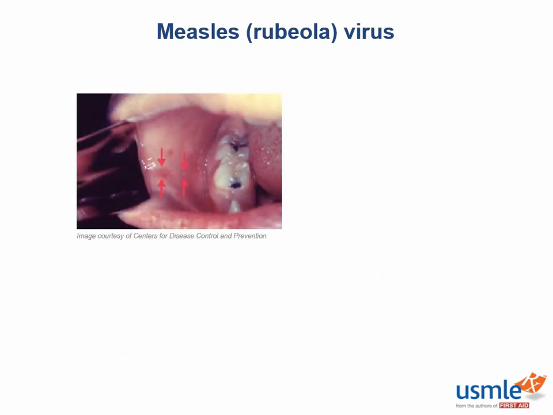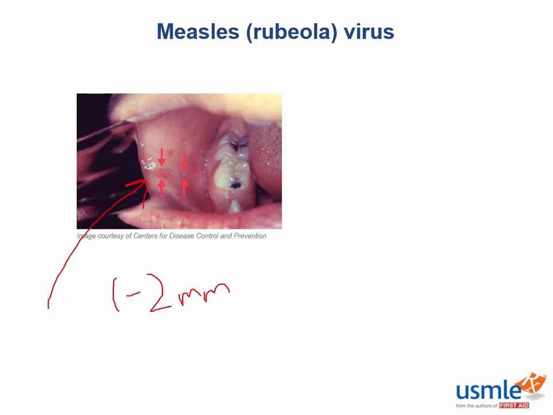Koplik spots are 1 to 2 millimeter gray-blue macules that appear on the buccal mucosa, as seen here in this image. This image is very high yield for Step 1. If they show an open mouth of a sick child with a rash or with conjunctivitis and maybe a cough, you should be immediately thinking about the measles virus.